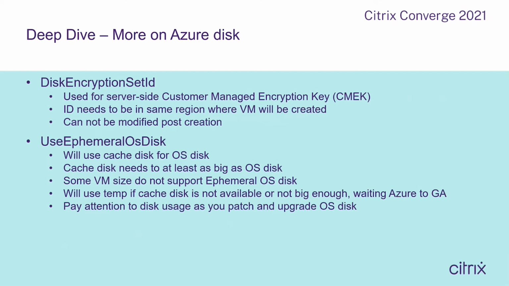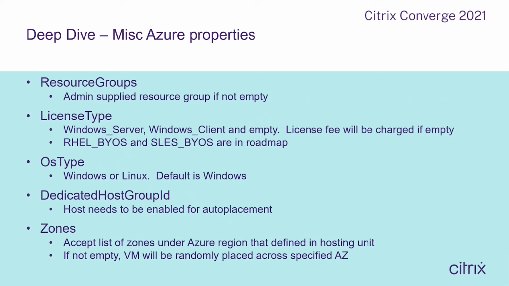So you need to be careful on that. And there are some miscellaneous Azure properties. Resource group: if it's empty, it means that we, MCS, will create a resource group. If it's not empty, then the admin will supply it. And today, we only need you to supply a single resource group because Azure removed the limitation of the object quota. So it's now unlimited as far as compute is concerned. So it's practically unlimited VMs to be created in the resource group, so there's only a need to supply one resource group.